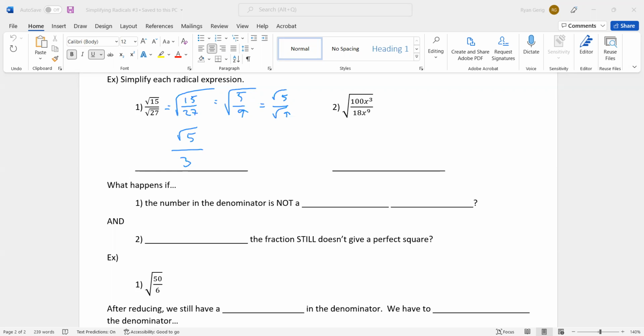You might be thinking, well, I still have a radical. You're right. It's okay to have a radical in the numerator. You just can't have it in the denominator, and we've satisfied that rule. The thing in the denominator is a 3 with no radical.